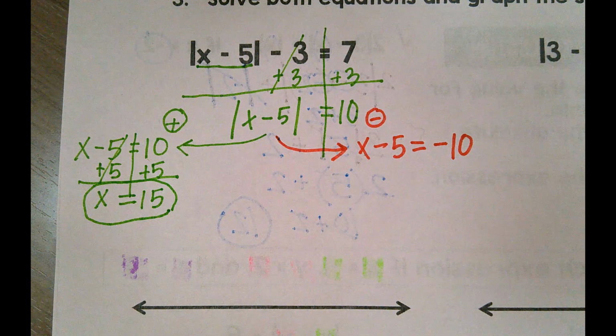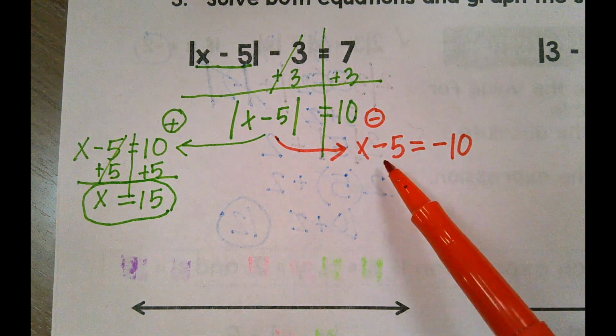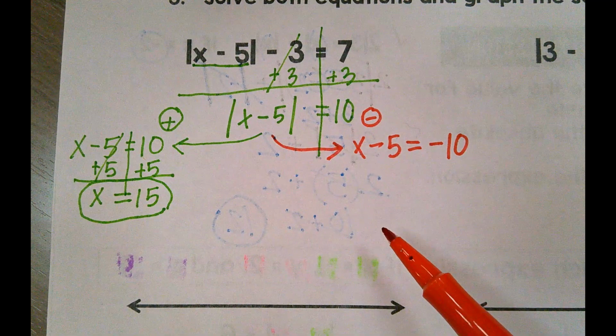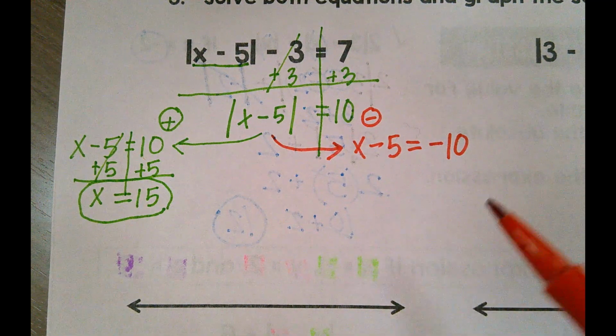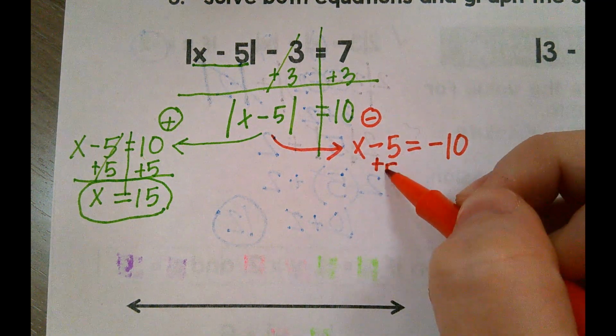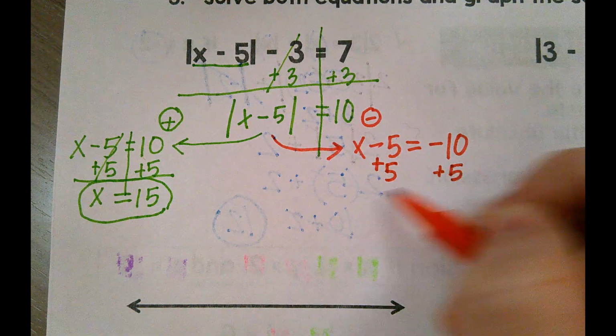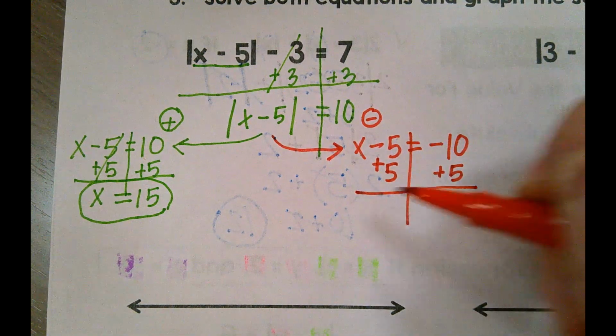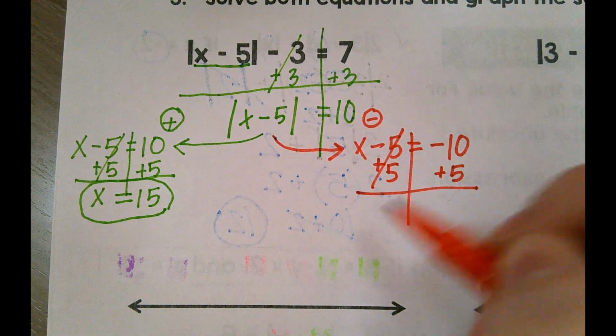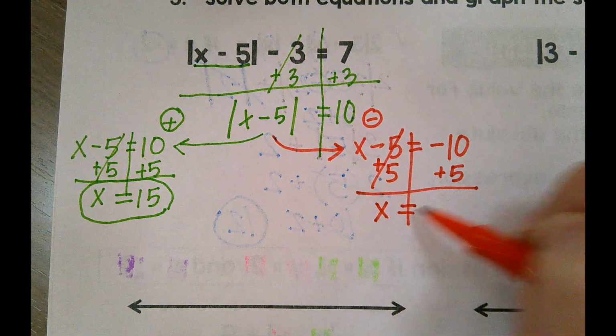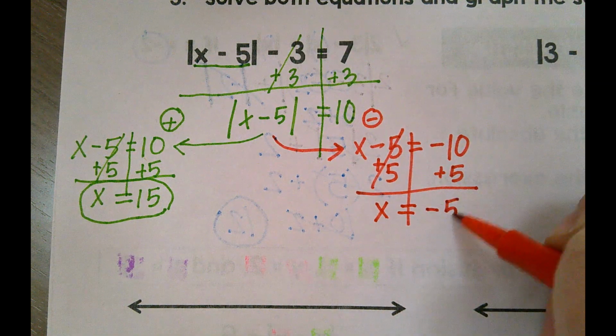And now, how do I solve my other equation? Add 5 to each side, the same way. Negative 10 plus 5 gives us a different number. X equals negative 5.